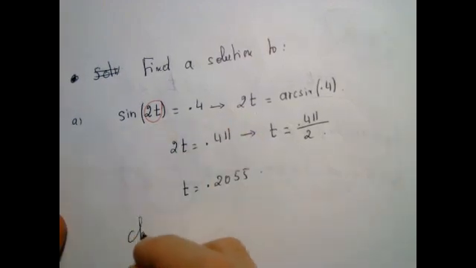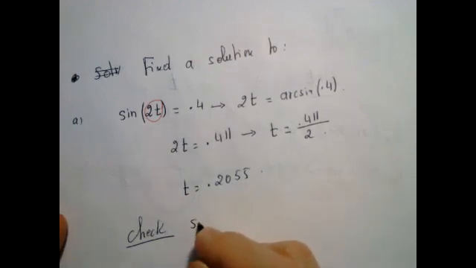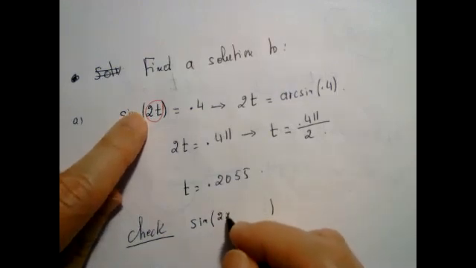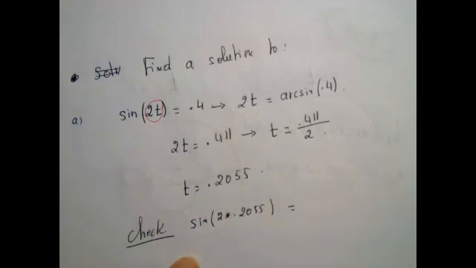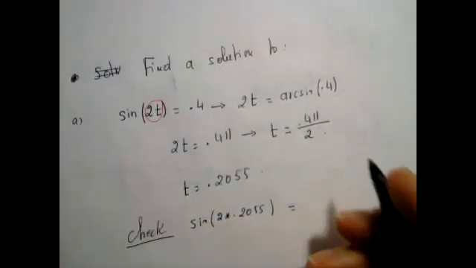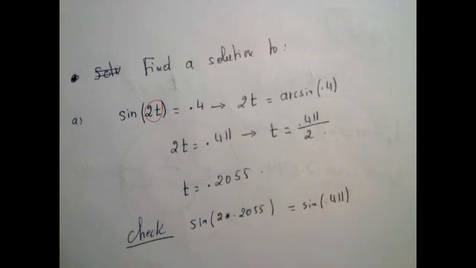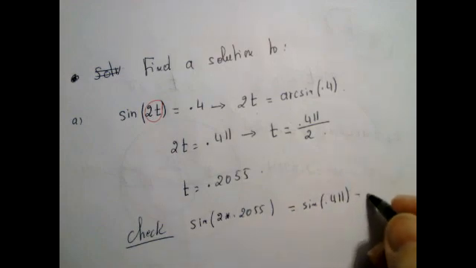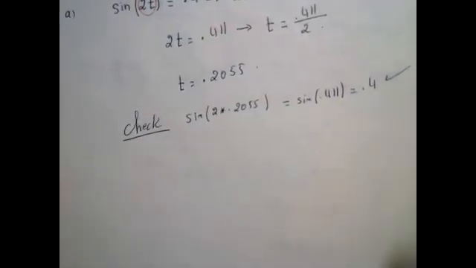Now, if you want to check your answer, because sometimes checking will help you out, you just plug t in here and check: do you get exactly 0.4? So if I check, this is going to give me sine of 0.411. As you realize, I'm going backward. The sine of 0.411, if I plug it into the calculator, I'm going to get 0.4 exactly. So we're going to do two problems along those lines.